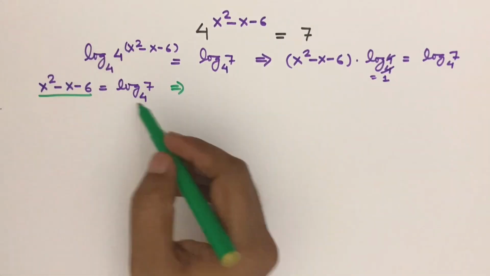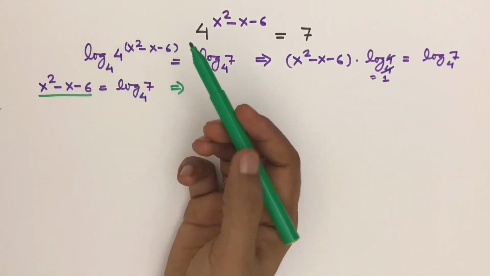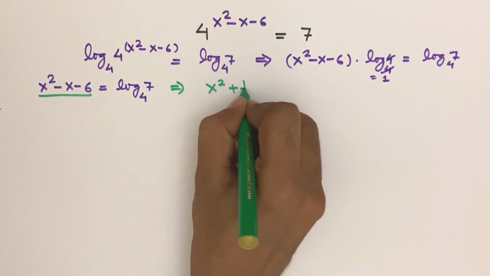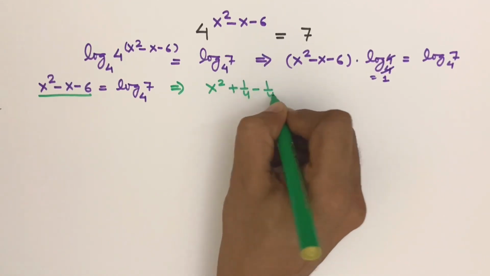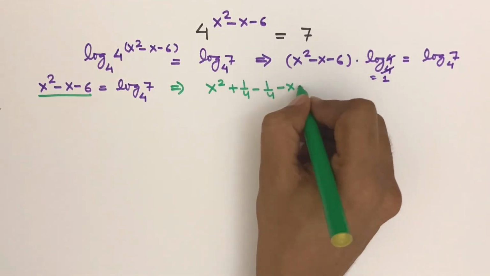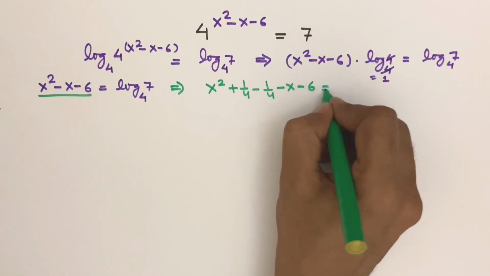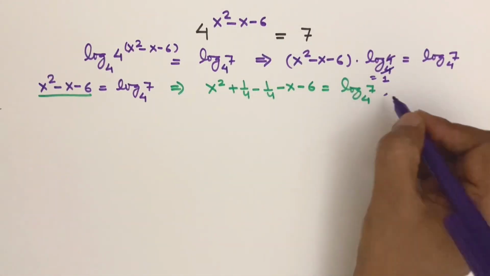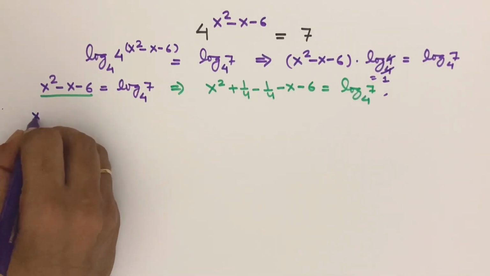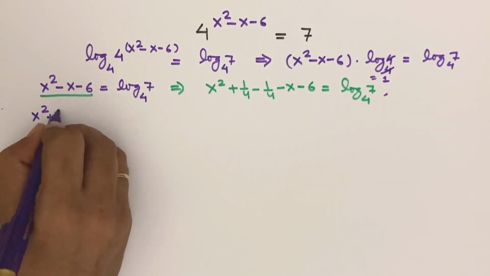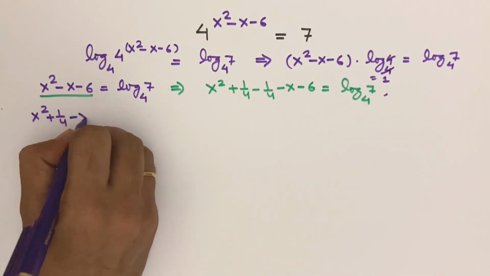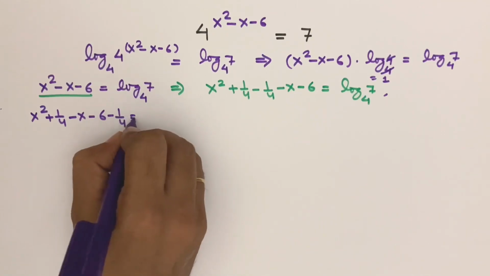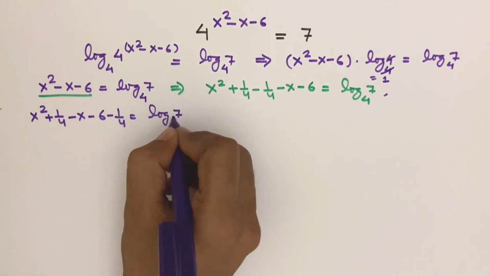Now in this equation, add 1 by 4 and subtract 1 by 4. So this becomes x square plus 1 by 4 minus 1 by 4 minus x minus 6 equals log 7 base 4. So this simplifies to x square minus x plus 1 by 4 minus 6 minus 1 by 4 equals log 7 base 4.